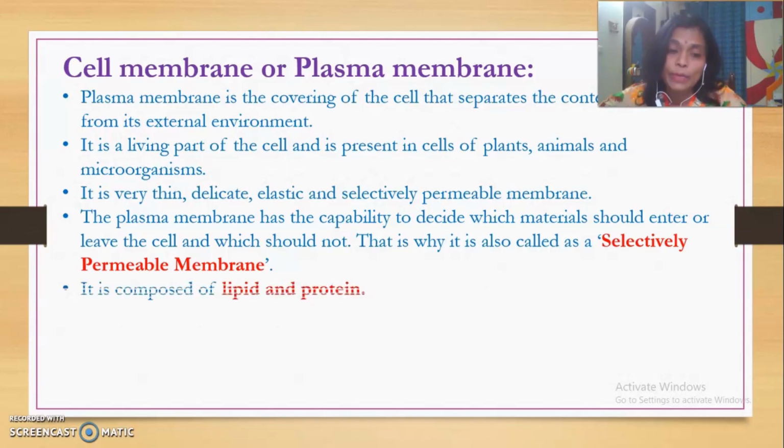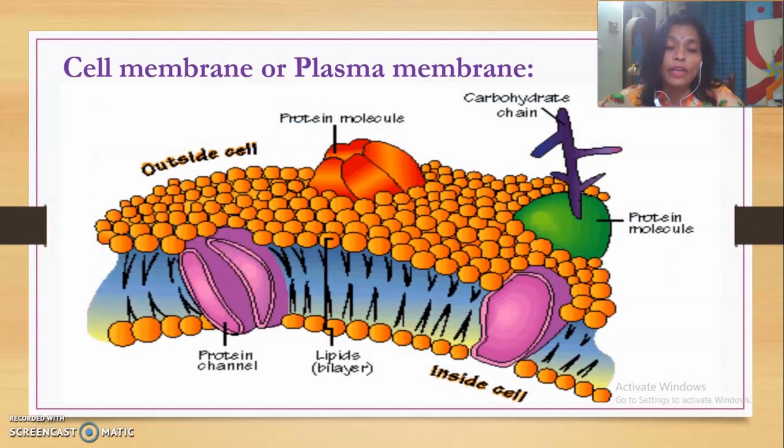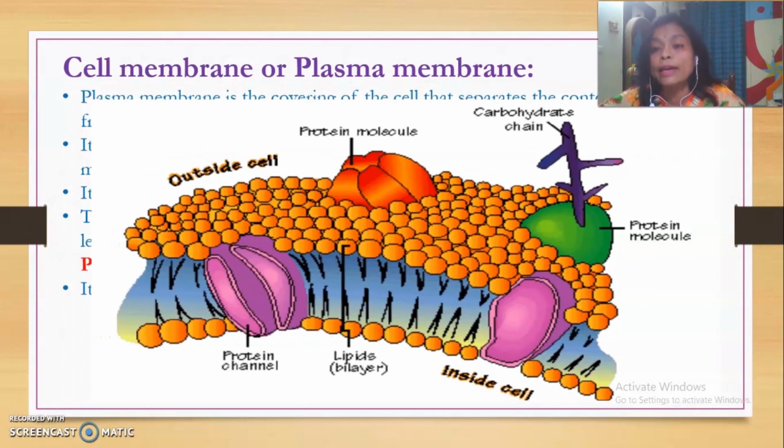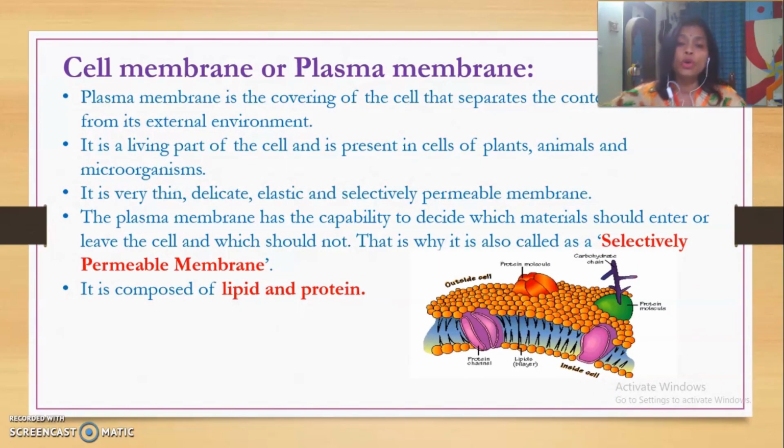Now, what is it made up of? It is made up of lipids and proteins. Lipid is a special form of fat. So, it is made up of lipids and proteins, and it is a bilayer. Or in other words, you can say it is a layered structure. For the figure, I am just showing you the figure. The yellow portion is the lipid, and the purple and the green things which you are seeing are the proteins. So, now you can understand that it is a layered structure. So, that was about the structure of the cell membrane and plasma membrane.